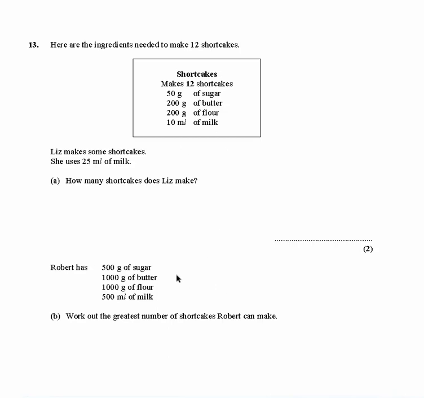So think about when you've got these answers, okay, you've got enough sugar to make 10 of these recipes, but have you got enough butter to make 10 of these recipes? Have you got enough flour to make 10 of these recipes? Have you got enough milk to make 10 of these recipes? Okay, think about whether you're going to take the biggest number from here or the smallest.